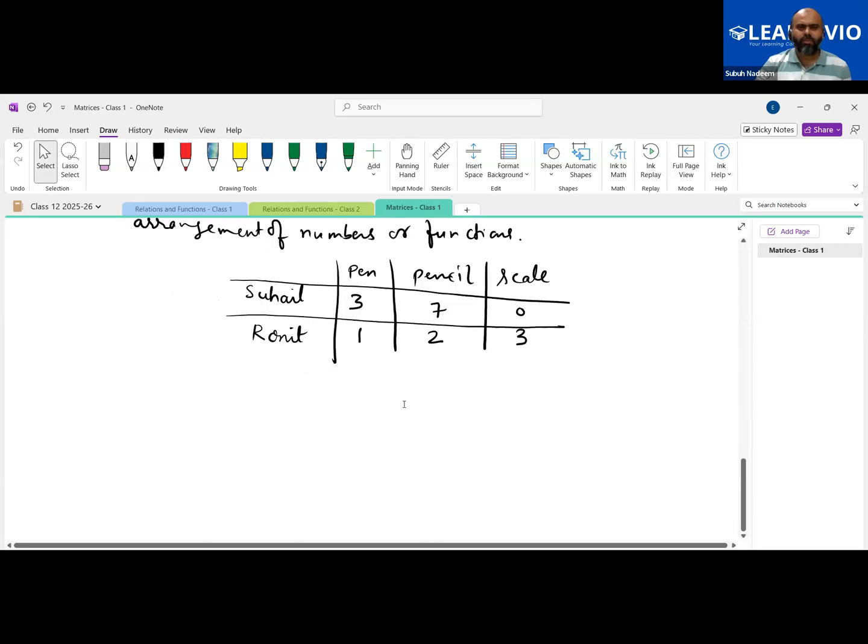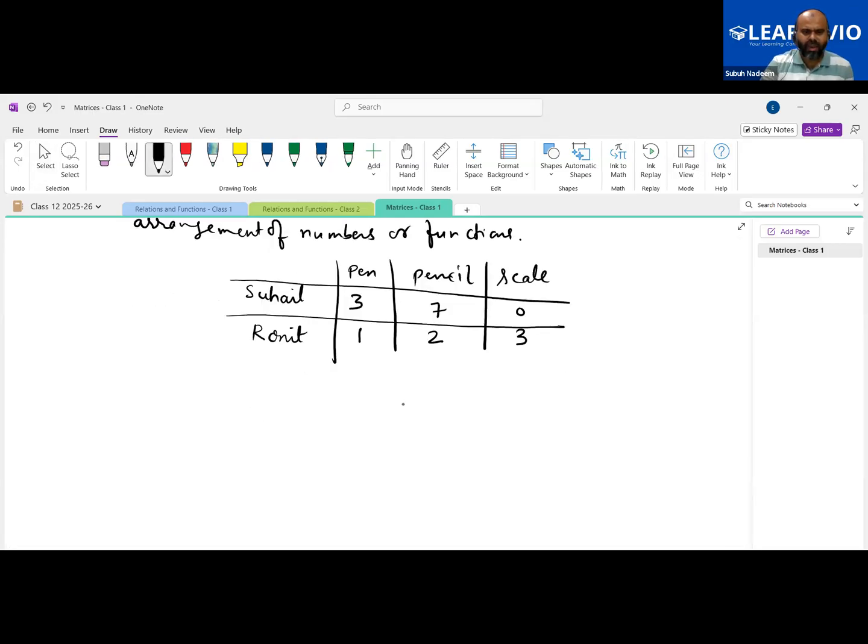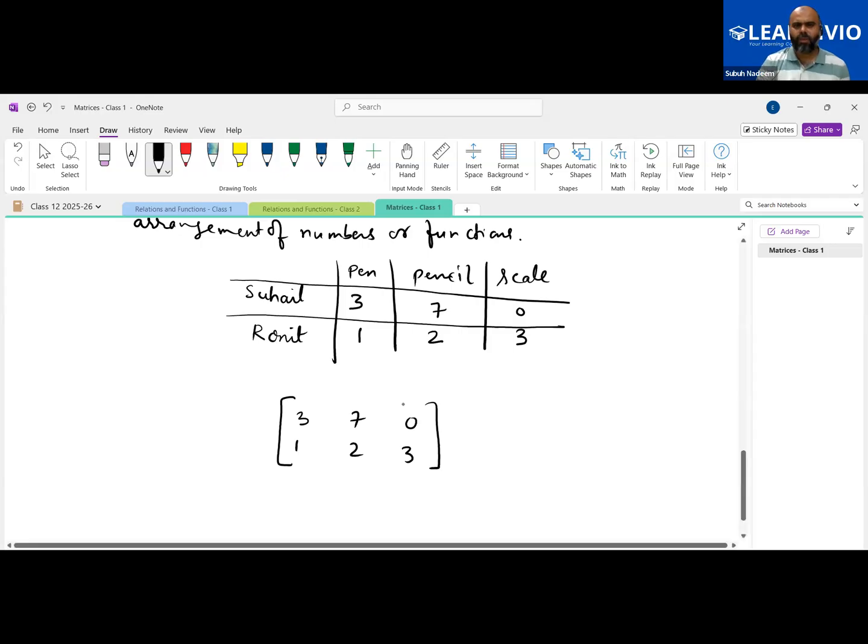So we arrange this number of functions. We write it like this, that we have 3, 7, 0, 1, 2, 3. So this is an arrangement of numbers. The first row means that it is Suhal, and the second row means it is Ronit. Column means that it is pen, first column; second column means pencil; third column means a scale.